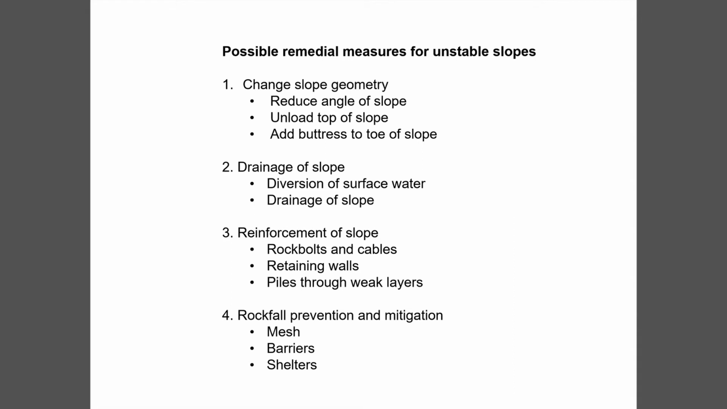which involves changing the geometry of the slope, unloading the top of the slope, adding a buttress to the toe of the slope. Drainage of the slope is very important and usually very effective. Reinforcement of the slope, we could put cables or bolts or retaining walls, piles through weak layers, as in the recent example. And we also have the question of rock falls, because if the slope is unstable, it's likely that pieces of rock are going to come loose at the surface and come down, and you have to deal with that in a variety of ways. So I'm going to run through a series of analyses showing examples of these different remedial options.